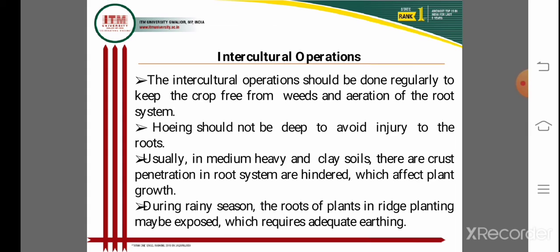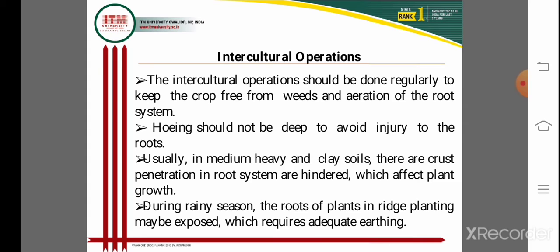Interculture operations can be applied on the soil for good growth and development of the plants. The interculture operation should be done regularly to keep the crop free from weeds and to aerate the shoot and root system of the plants. Regular hoeing can be used to loosen the soil in the root zone. So it's very important for aeration, avoiding water logging and water availability for the plants.